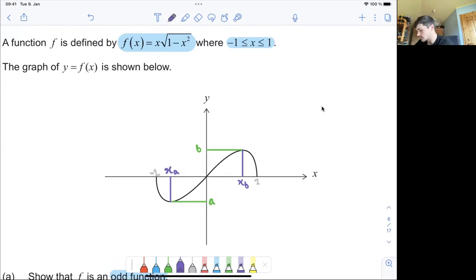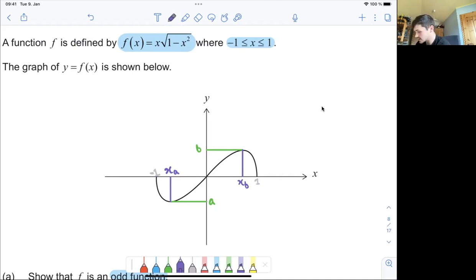Equally, towards the end, I'll note as well, since we found in part A that this is an odd function, we won't need to plug in x_a and x_b into our function f. We'll just need to do one of them, and then we can use the fact that this is an odd function to find the corresponding value. All right, we'll get to that in a bit.